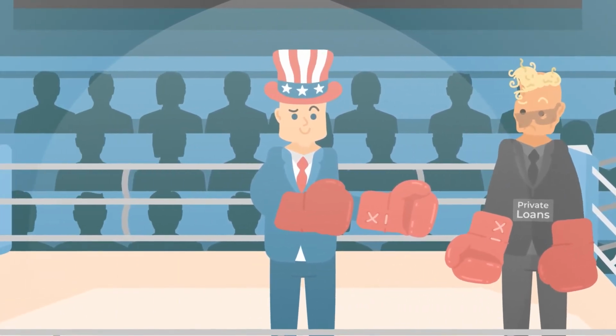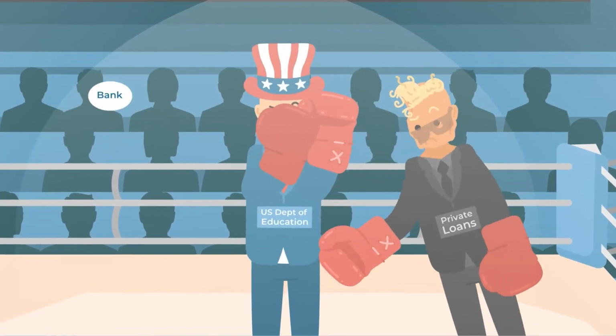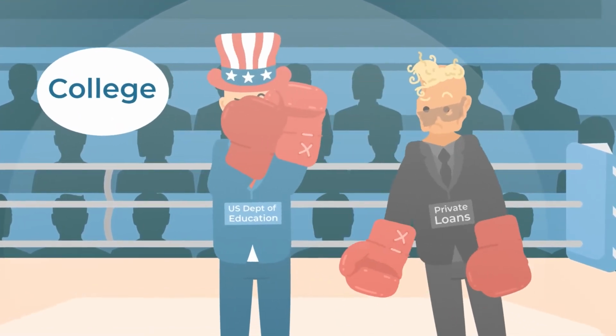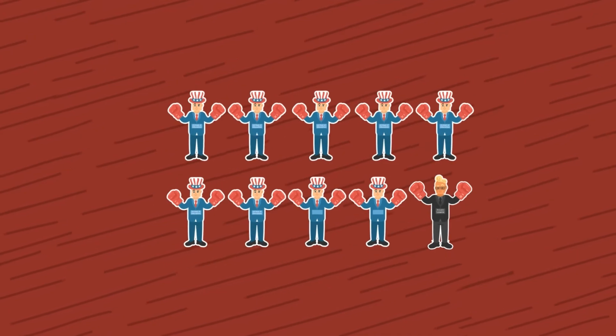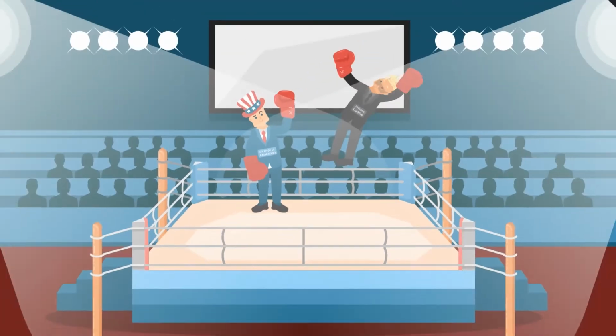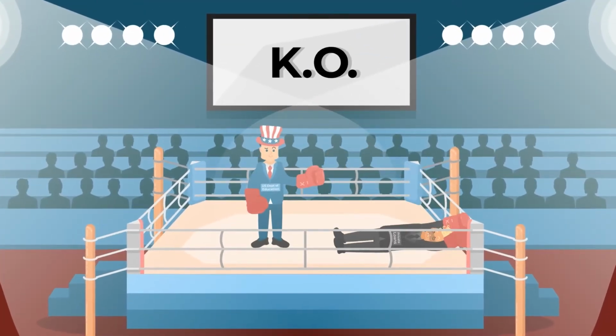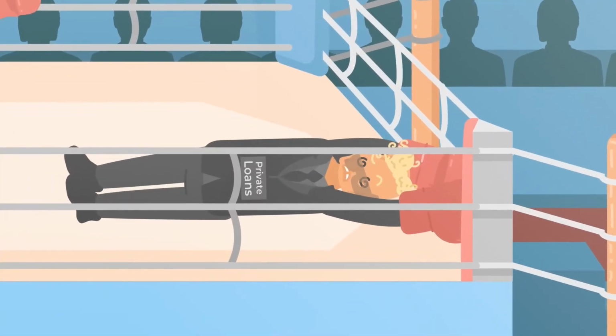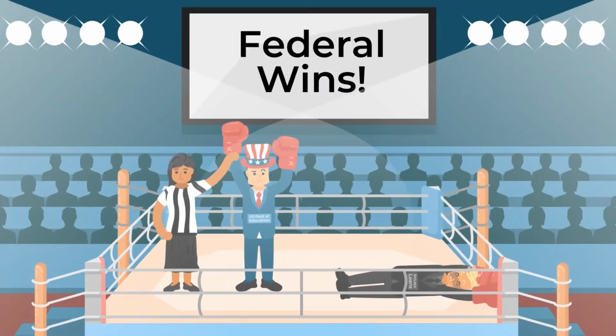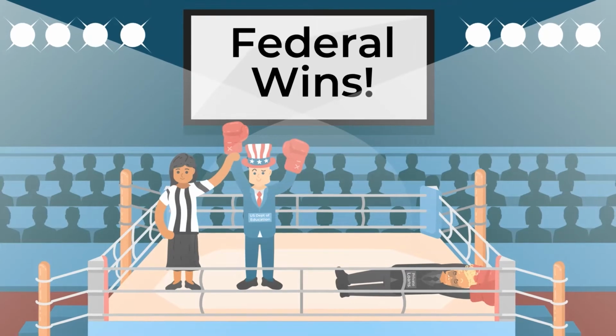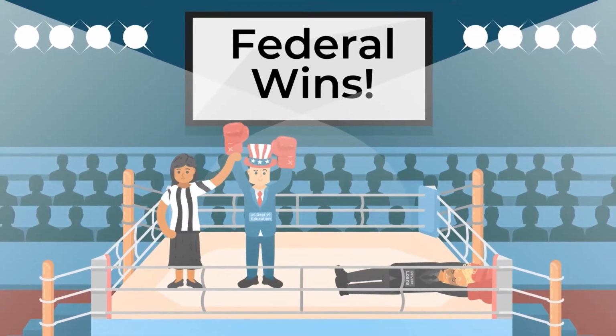Private loans can be offered by any lender, such as a bank, a credit union, or even your college. They represent the remaining 8% and are almost always more expensive with less friendly terms for borrowers. If you decide to take out student loans, you're almost always going to be better off choosing federal over private for as much of your education as they'll fund.